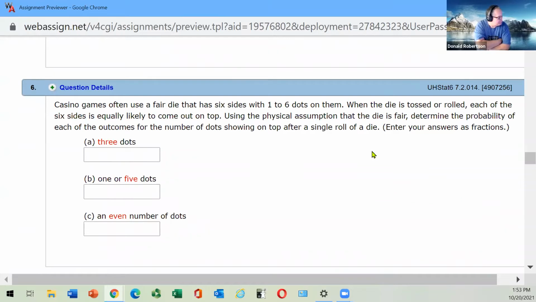Okay, now moving on to question 6. Casino games often use a fair dice, 6 dots in them, we all know that. When it's tossed, it's rolled, each side equally likely, we knew that. Using a physical assumption that the dice is fair, determine the probability of each of these outcomes for the number of dots showing on top after a single die roll.